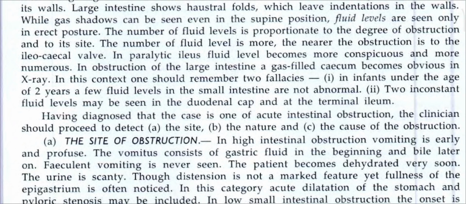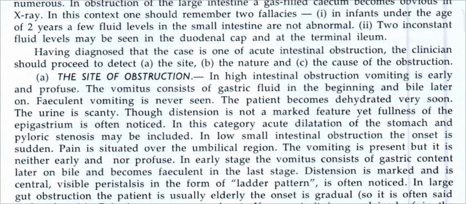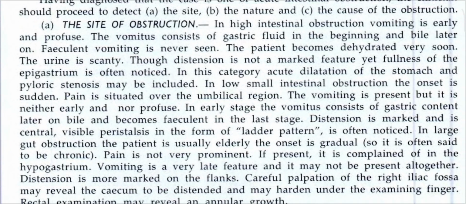Having diagnosed that the case is one of acute intestinal obstruction, the clinician should proceed to detect the site, the nature, and the cause of the obstruction. The site of obstruction: in high intestinal obstruction, vomiting is early and profuse. The vomitus consists of gastric fluid in the beginning and bile later on. Fecal vomiting is never present. The patient becomes dehydrated very soon. The urine is scanty. Though distension is not a marked feature, fullness of the epigastrium is often noticed. In this category, acute dilatation of the stomach and pyloric stenosis may be included.